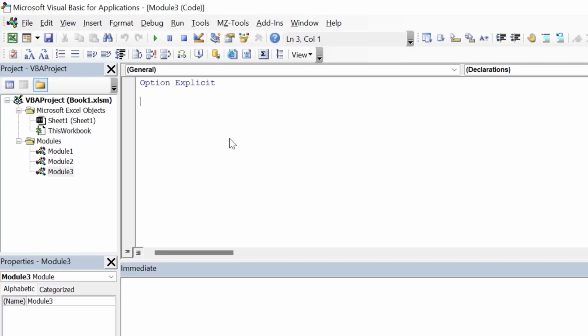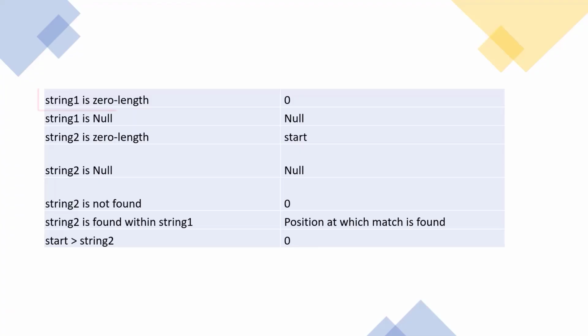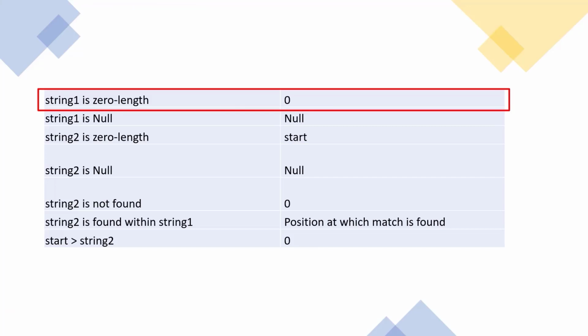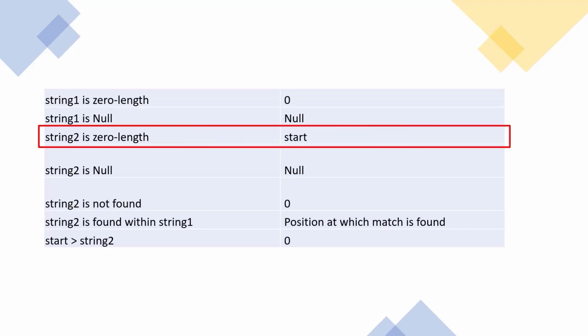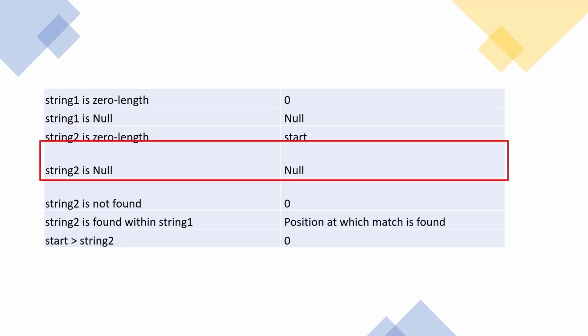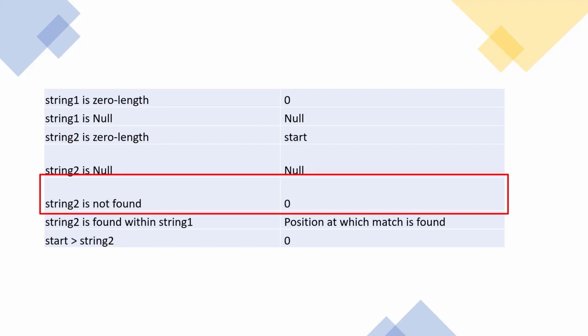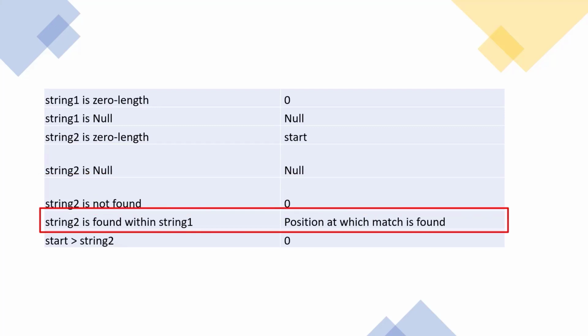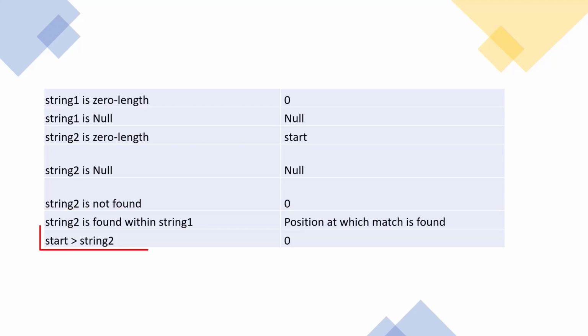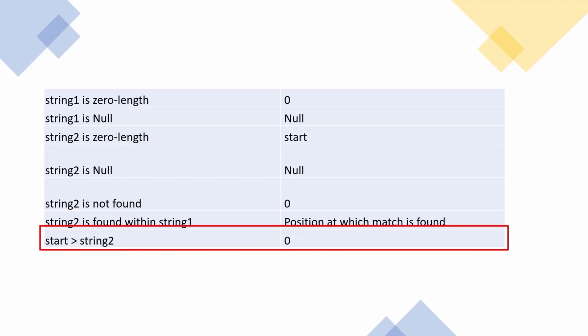Now, depending upon what string1 and string2 contain, the Instr can return different values. If string1 is of 0 length, then Instr returns 0. If string1 is null, then Instr returns null. If string2 is 0 length, then Instr returns start. If string2 is null, then Instr returns null. If string2 is not found, then Instr returns 0. If string2 is found within string1, then the position at which the match is found is returned. If start is greater than string2, then 0 is returned.